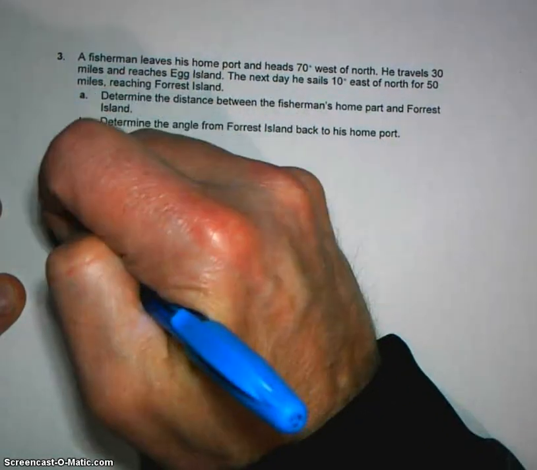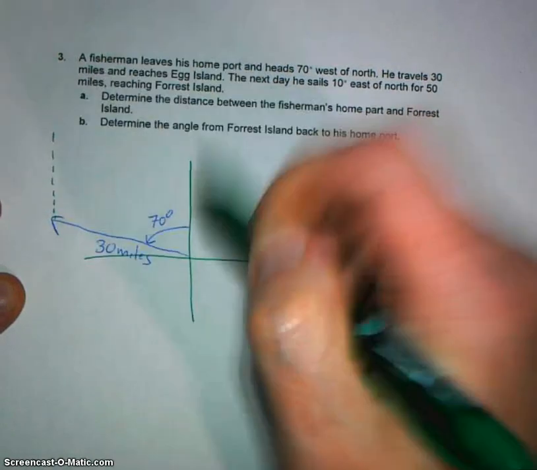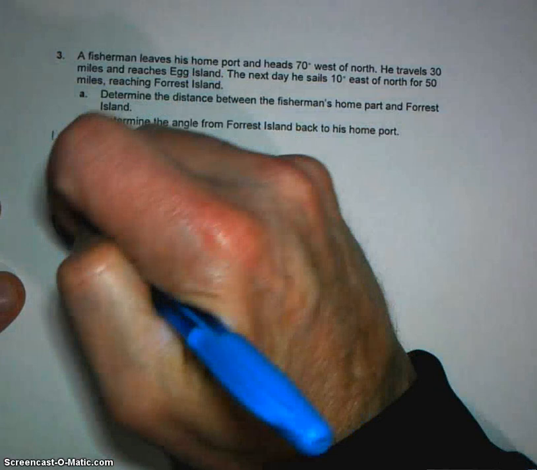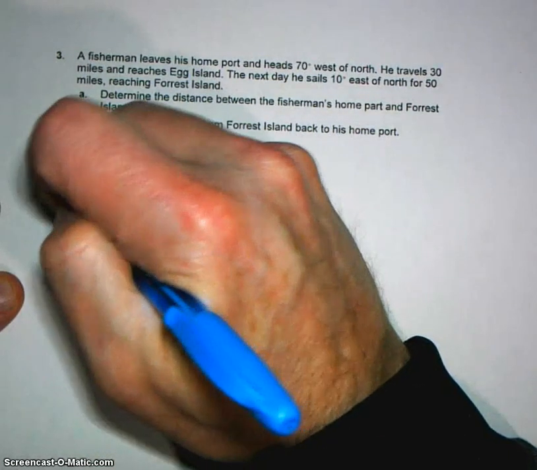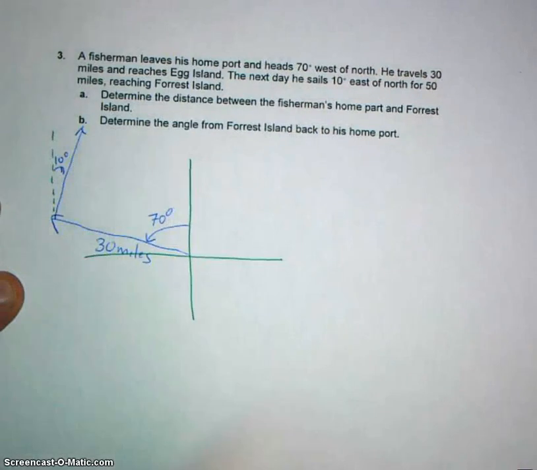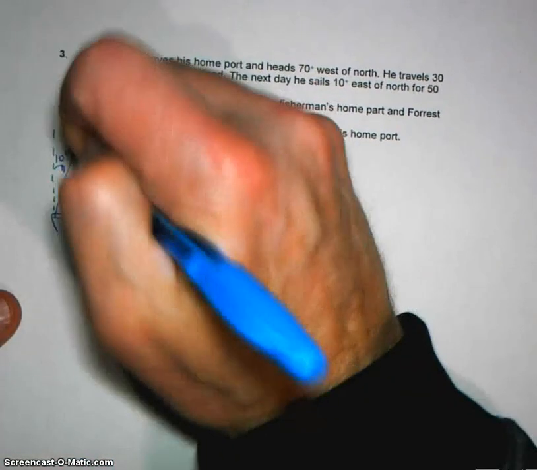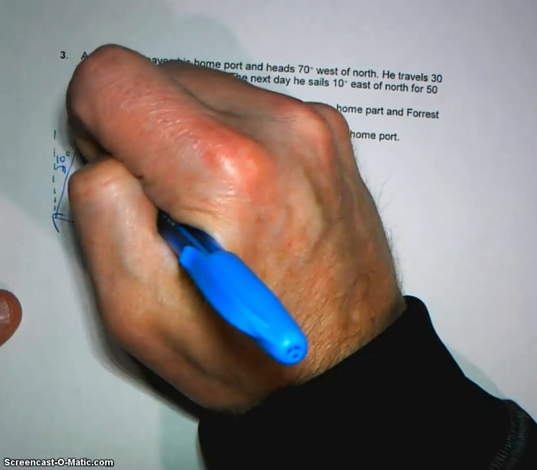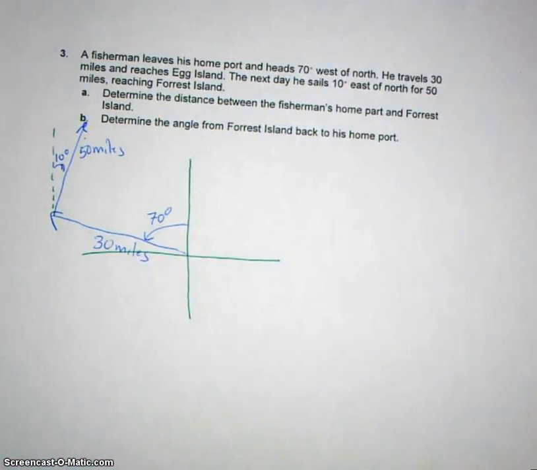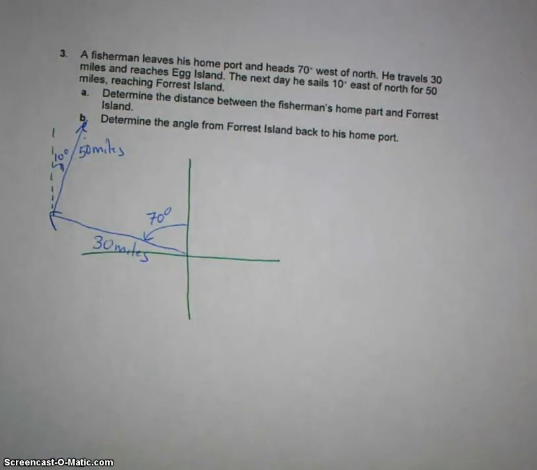So now, this is north. This is north here still, parallel to that other green line. So now he's going 10 degrees east. So he's going this way. 10 degrees, and my picture is not drawn to scale. And he goes 50 miles. Reaching Forest Island. So Forest Island must be up here. Determine the distance between the fisherman's home port and Forest Island.